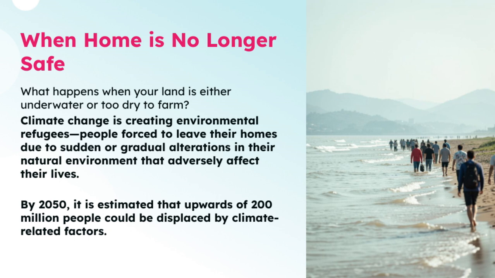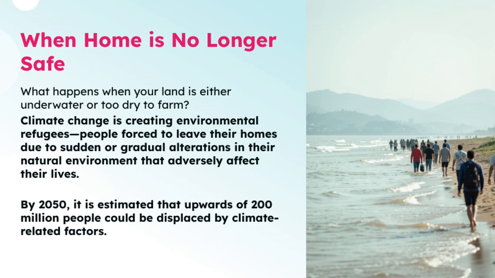Some people may be displaced suddenly by disasters such as floods, storms, or wildfires. Others may be displaced gradually by slower changes, such as sea level rise, desertification, coastal erosion, or declining crop yields. For example, a farming community may leave because rainfall has become too unreliable to grow crops. A coastal community may leave because homes are repeatedly flooded or eroded. A family may leave because wildfires have made their area unsafe.